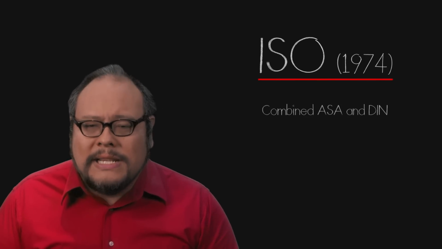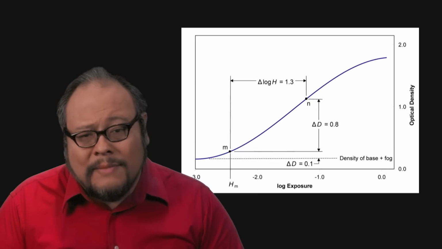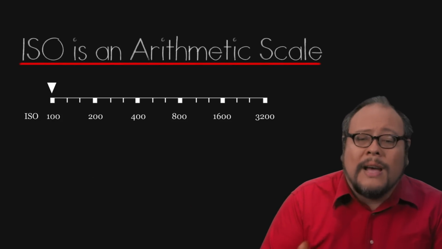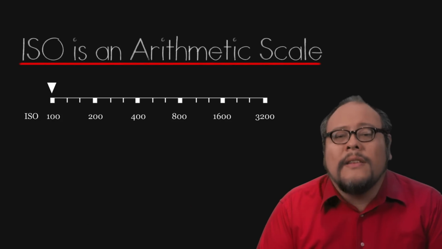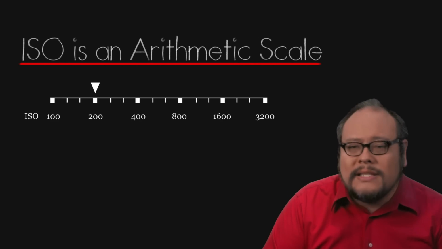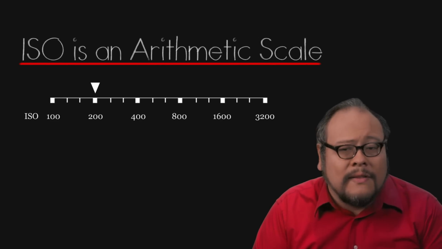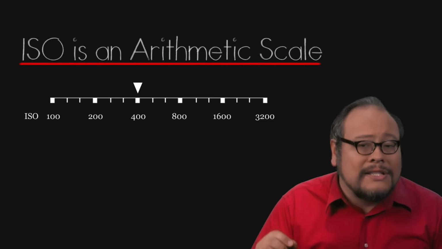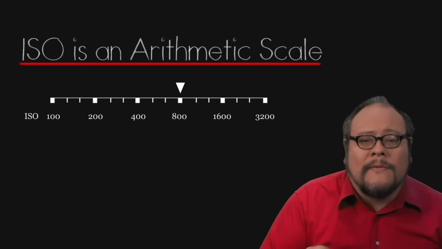Determining the speed of a piece of film is pretty complicated and would probably take up a full course video just trying to explain. The most important thing to remember is that unlike f-stop or EV, which are logarithmic scales, the ISO is an arithmetic scale. That is, in order to double the sensitivity of the film, you need to double the ISO number. So ISO 200 is twice as sensitive to light, or one stop more sensitive to light, than ISO 100. ISO 400 would be twice as sensitive as 200, ISO 800 would be one more stop sensitive than 400, and so on.